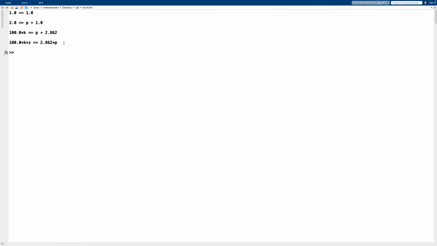Now, we can see that the first equation is a trivial equation, but it is necessary because it shows that the highest order terms have the same coefficients. Other than that, we can observe that P is going to be equal to 1, which is nice. Then since P is equal to 1, we will have 3.862 and then 100K, so K can be calculated from that. And we can again find what Z is, because we can calculate everything here.